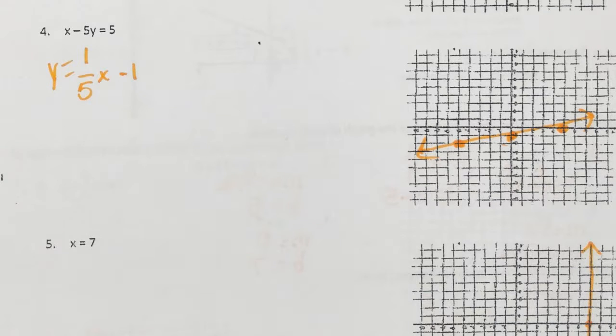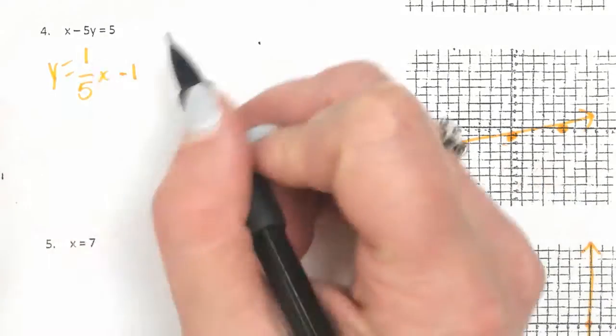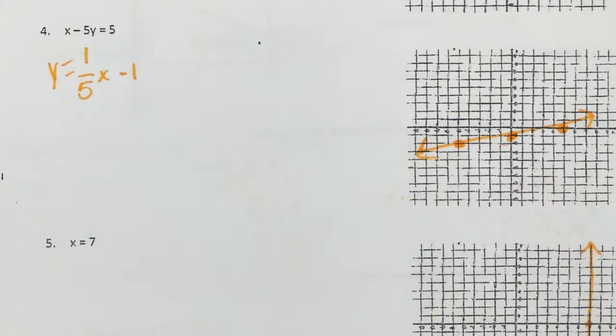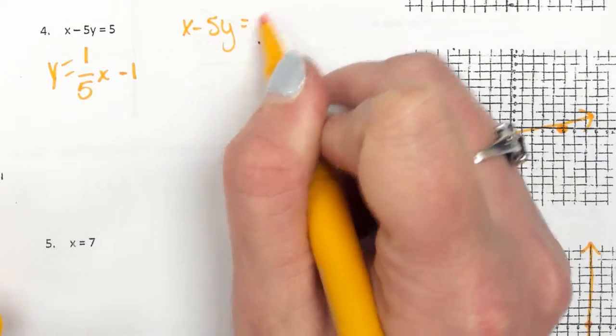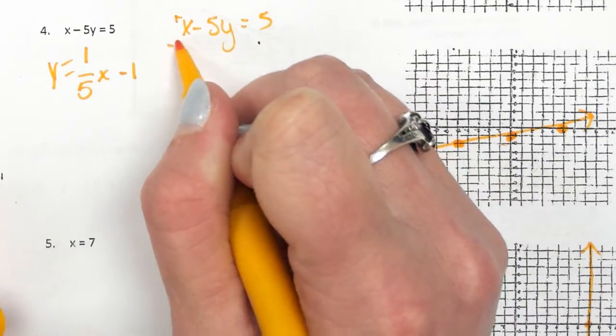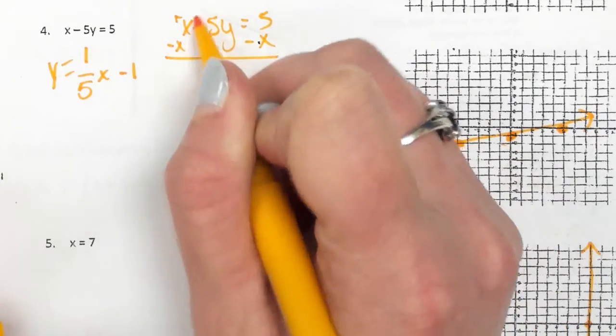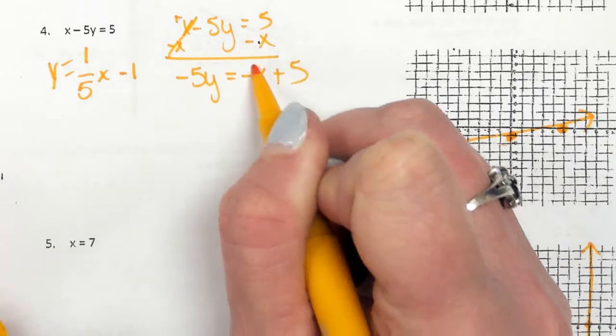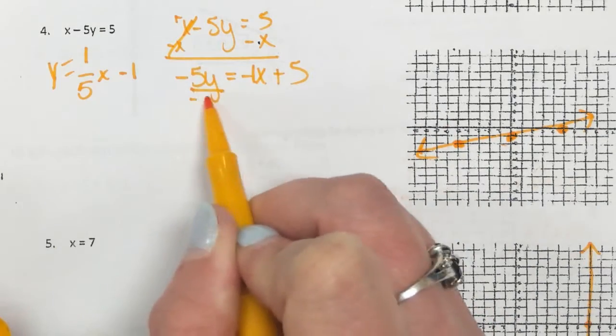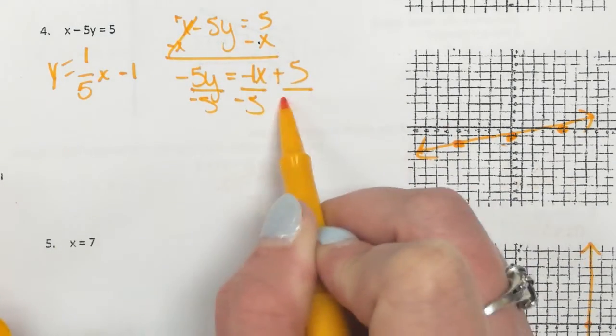Ethan, how you doing, dear? No, you have 2 negatives because you're subtracting the x. Let's see. x minus 5y equals 5. This is a positive x, so you're going to subtract it. So it'd be negative 5y equals negative x plus 5. That's a 1 right there. You divide, and then 2 negatives make a positive.